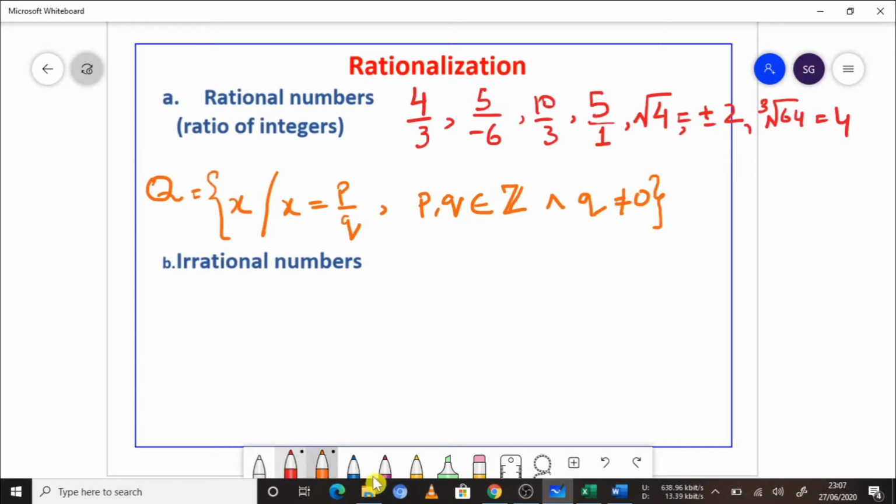This set of integers Z is the set of all those numbers which are complete, like 0, positive and negative 1, positive and negative 2. So they are whole numbers along with negatives and a 0.